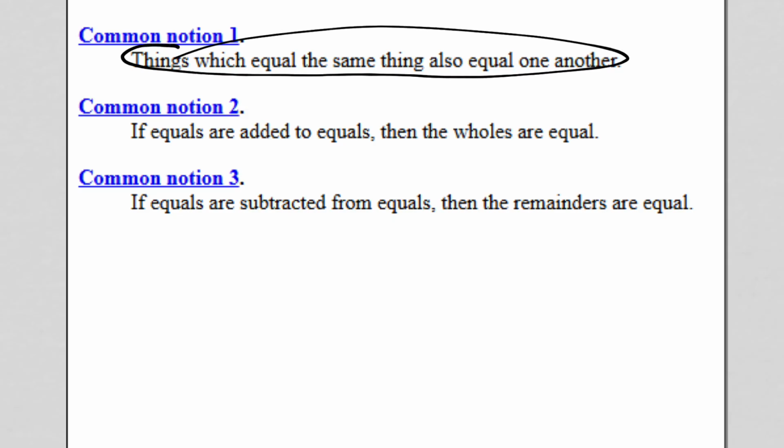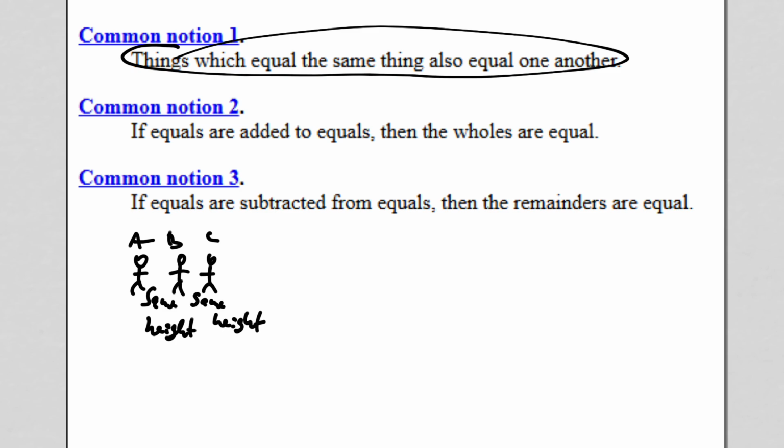It's kind of like saying if you have 3 people, A, B, and C, and A and B have the same height. And then we also compare B and C to each other, and we find that B and C have the same height. We don't have to compare A and C, because if A and B have the same height and B and C have the same height, then A and C have the same height also.